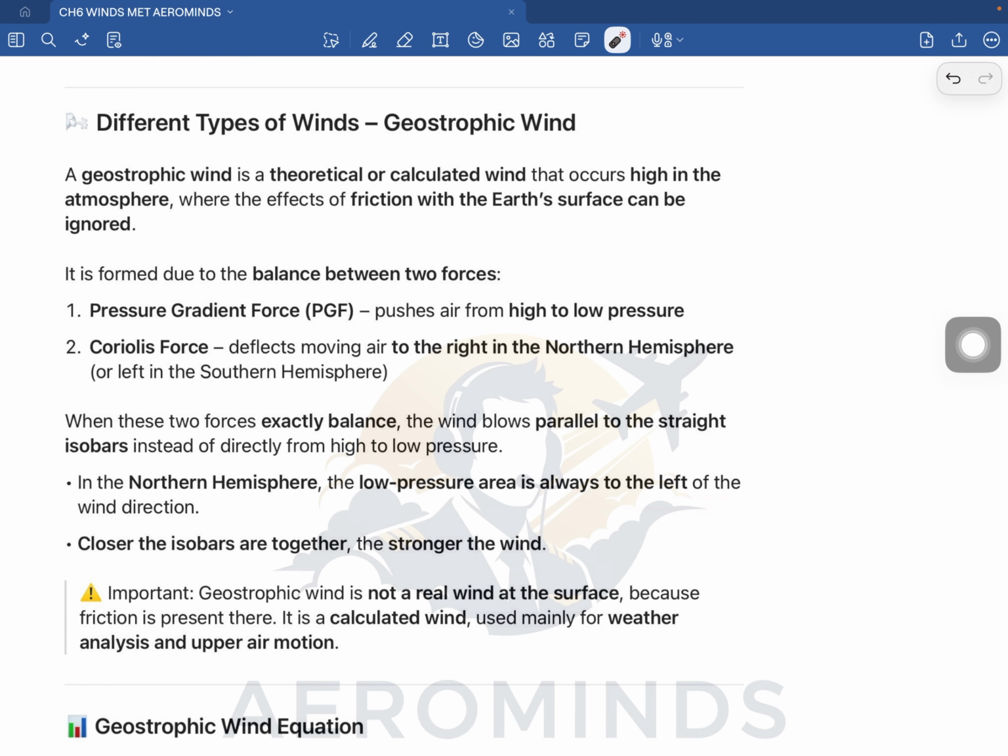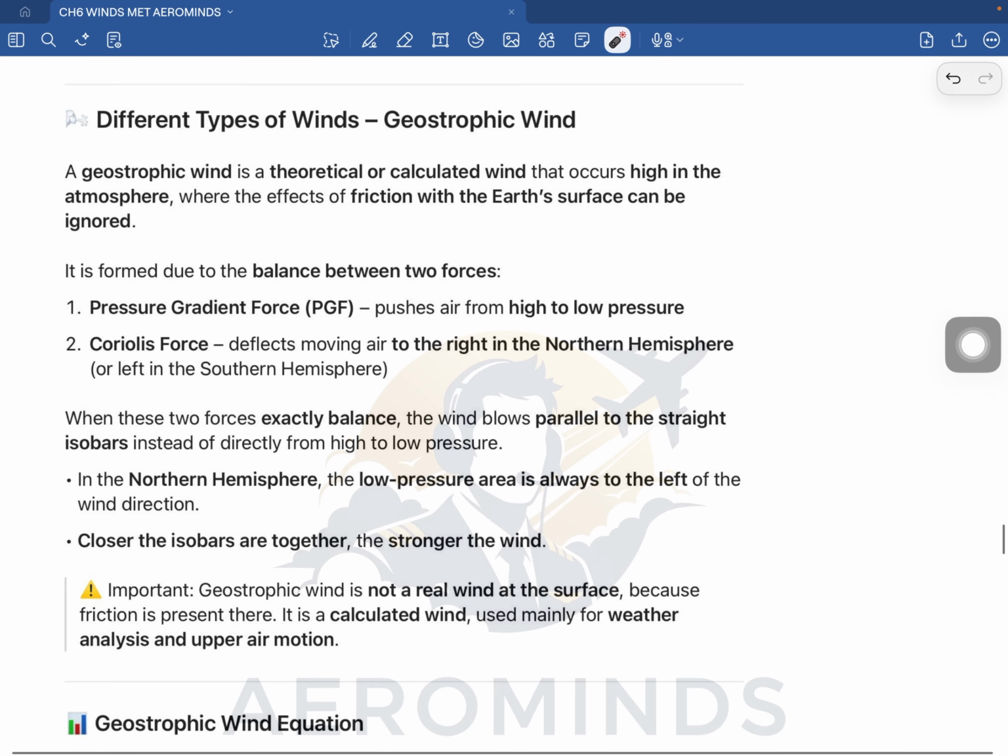Another very important point is about the isobar spacing. So when the isobars are close together, it means the pressure gradient is strong, stronger pressure gradient, stronger the wind. And a strong pressure gradient means a stronger pressure gradient force. Now, to balance the stronger pressure gradient force, the wind speed must be higher so that the Coriolis force becomes strong enough. This is why closer isobars mean stronger geostrophic wind, and widely spaced isobars mean weak geostrophic winds.